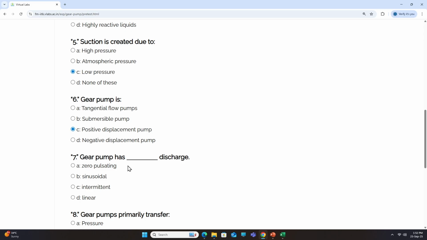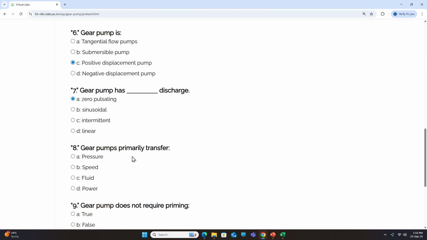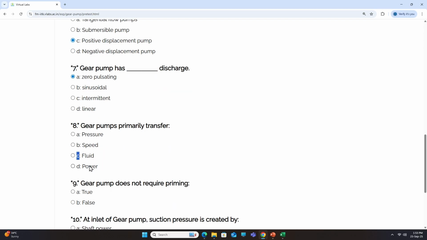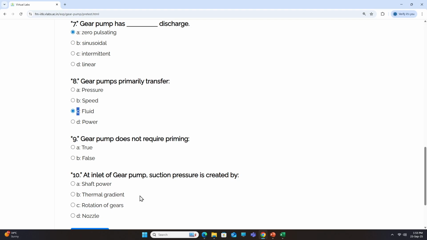A gear pump has dash discharge: zero pulsating, sinusoidal, intermittent, linear. It has zero pulsating discharge. And these primarily transfer pressure, speed, fluid, or power. Fluid is the most appropriate answer here. A gear pump does not require priming. Yes, it is true.